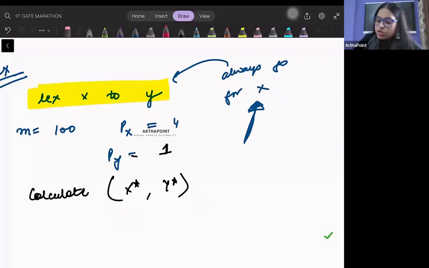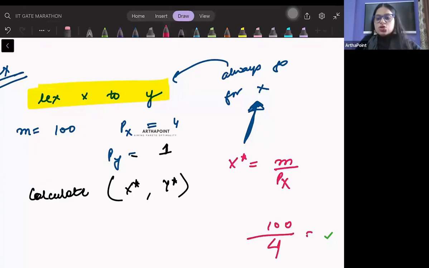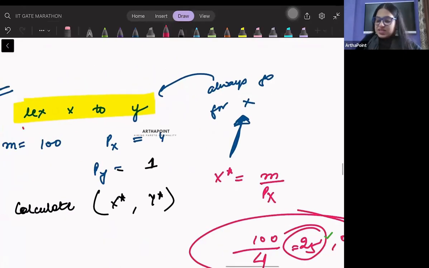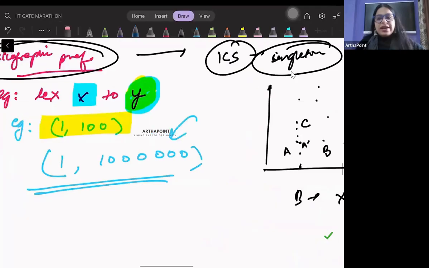So in this case, my x star will be m by px. My income is 100. Price of good x is 4. So I will be consuming 25 units of good x and 0 units of good y. Always remember, lex preferences mean you will only consume the good which has lex attached to it. The other good is not to be consumed. It will be consumed in 0 units, unless that good is free. Then I don't care. You give me any amount of that good, it's free, I'm not spending money on it. So this is what lex preferences mean.